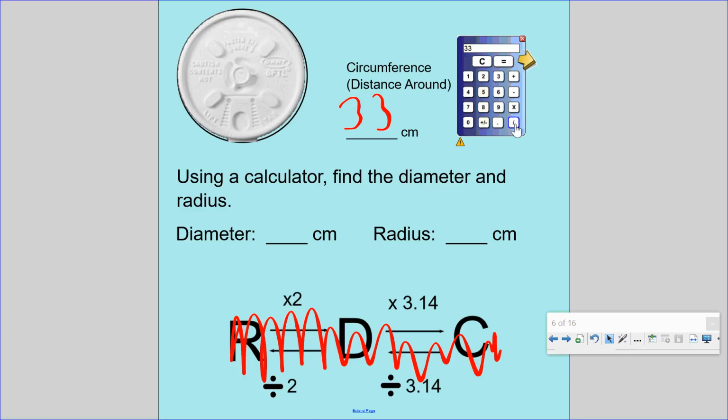33 divided by 3.14 equals... So the diameter is about 10.50. So the radius is half of a diameter, so it's 5.25 centimeters.